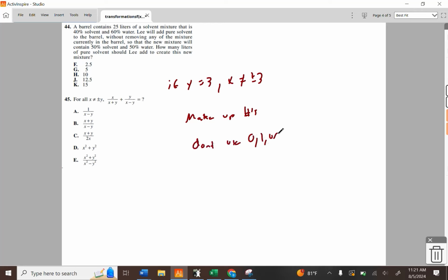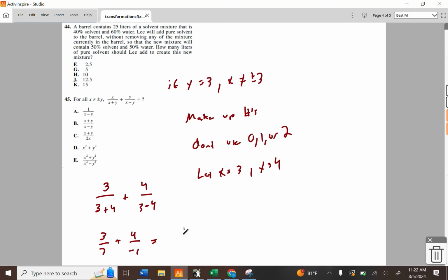Make up numbers and don't use 0, 1, or 2. So I'm going to let x be 3. I'm going to let y equal 4. Well, let's just see what happens here. Everywhere I see an x, I'm a 3. Everywhere I see y, I'm a 4. So this becomes 3 over 3 plus 4, plus y is 4, 4 over 3 minus 4. And this becomes 3/7 minus, we'll say plus for now, 4 over -1.